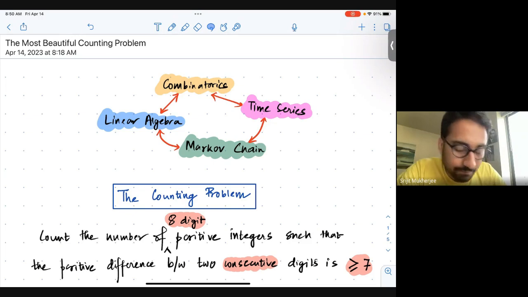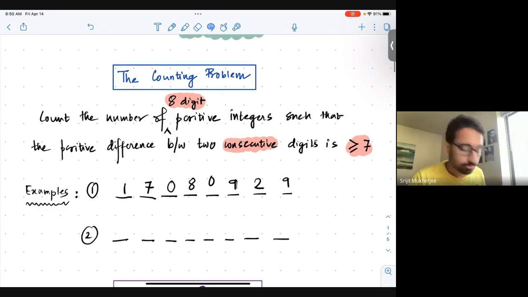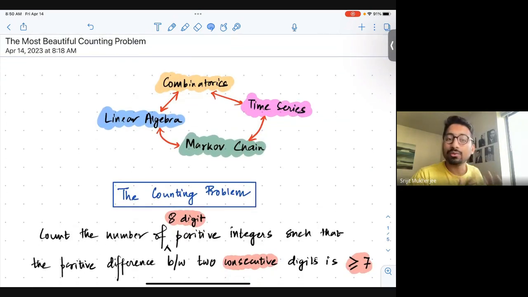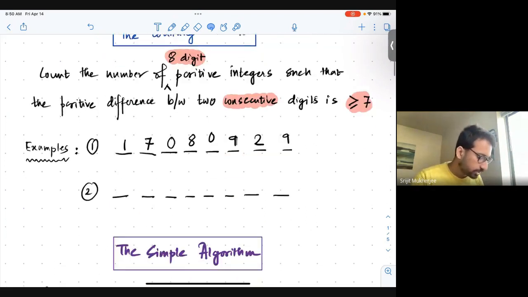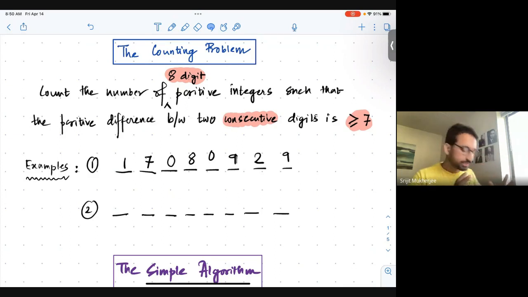Let's get started. So we have this problem here that tells you that you have to count. So it's a counting problem, and we'll connect all these three topics, these varied topics together. The counting problem says that you have to count the number of 8-digit positive integers such that the positive difference between any two consecutive digits is greater than or equal to 7.